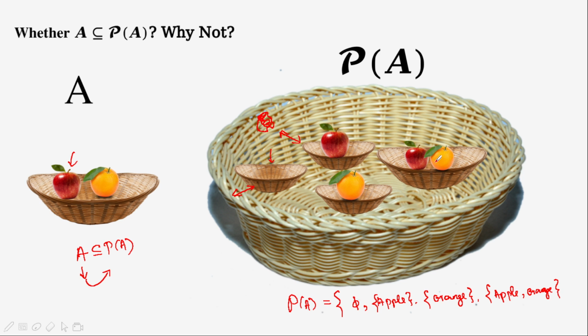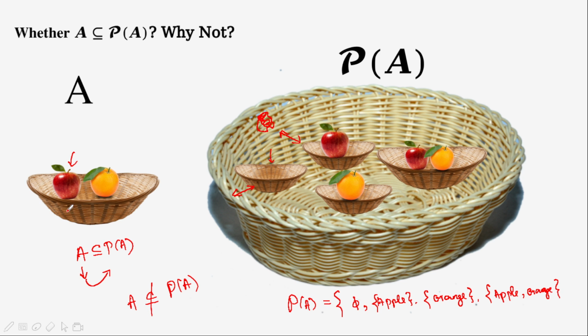Similarly, it is not equal to this and not equal to this, which means the apple which you have inside this A is not inside this bigger basket, whereas it is inside the smaller baskets. Which means A is definitely not contained in P of A, the power set of A.